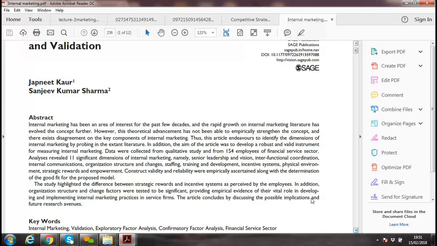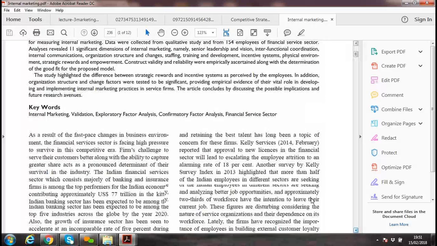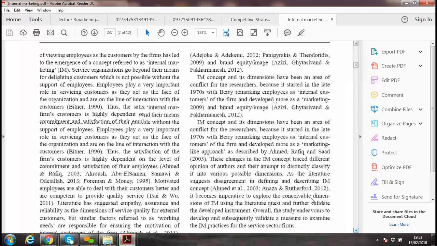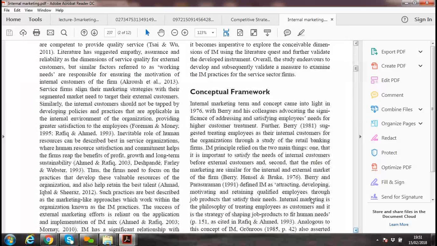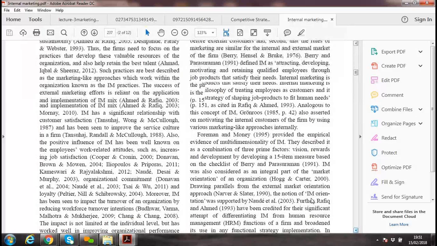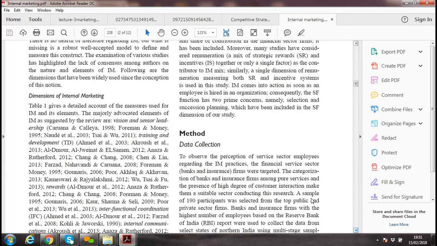Does it make sense? Yes, sir. So this is all about the discussion of internal marketing: how an organization can do internal marketing, what the benefits of internal marketing are, and what internal marketing is. So all of that has been discussed. Please add some discussion, and you can put the references within your assignment as well.